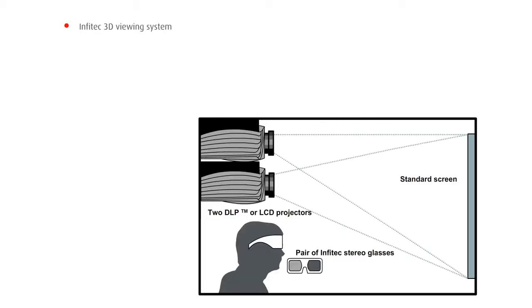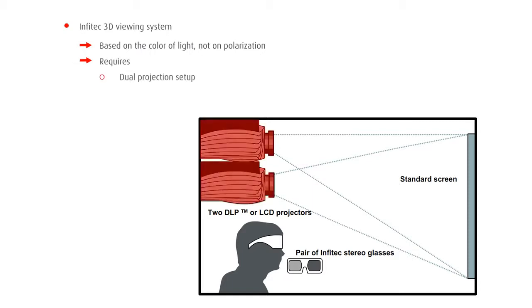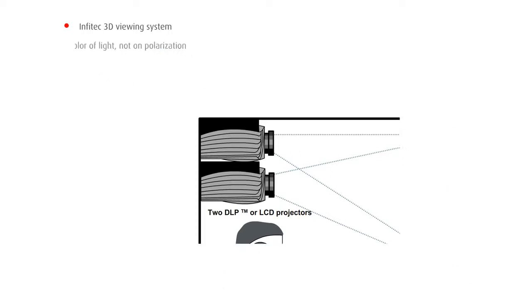The previous systems were based on the polarization of light. However, 3D projection can equally be based on the color of light. The Infitech 3D viewing system requires a dual projection setup but no special screen or wall to achieve a stereoscopic effect. This is an important consideration for cinema owners since special polarization-retaining projection screens tend to deteriorate the quality of ordinary 2D projections. Each projector in the Infitech setup uses a different part of the color spectrum.